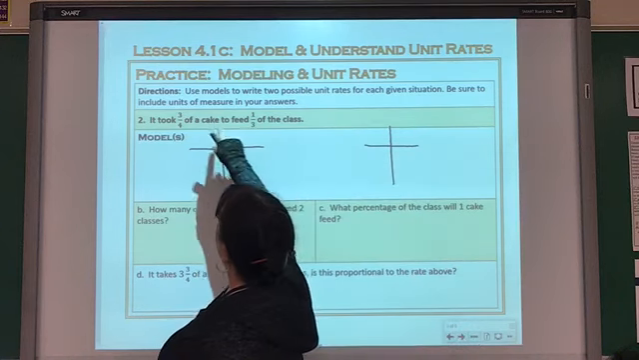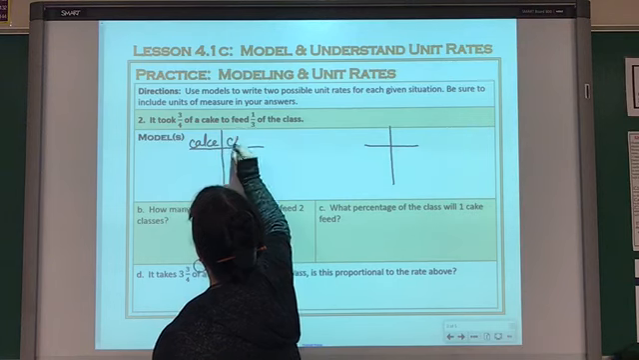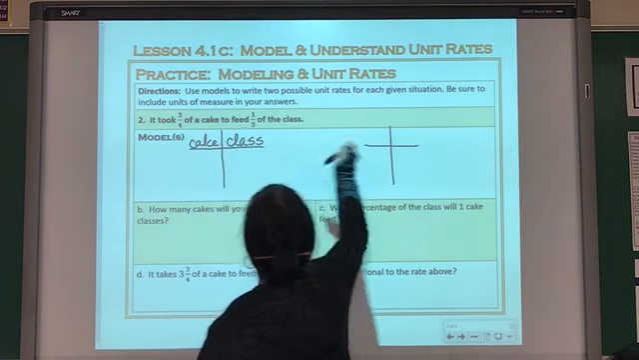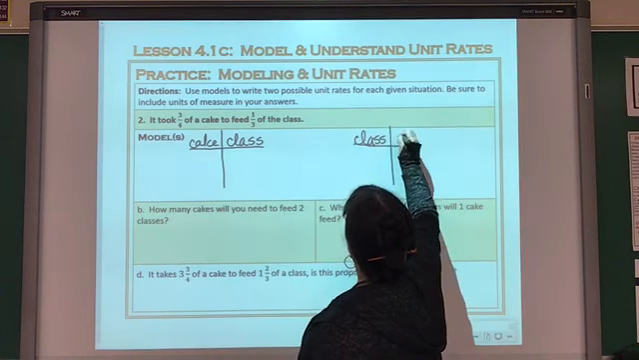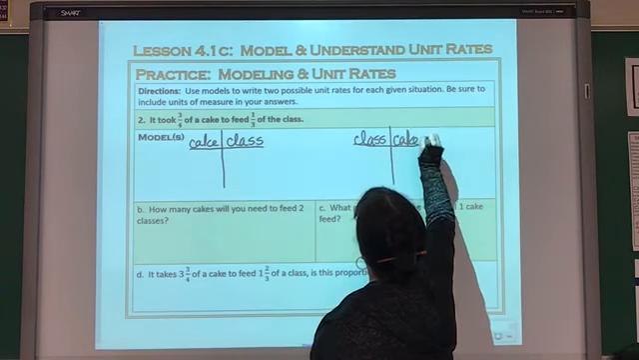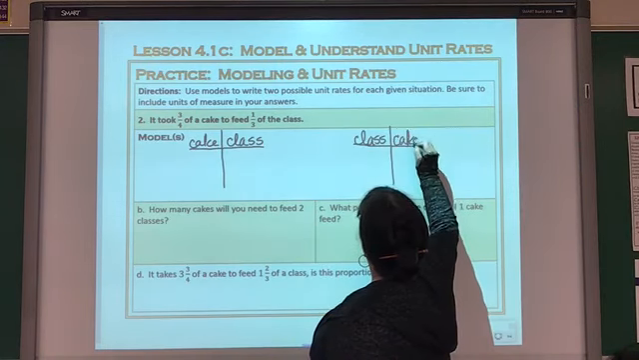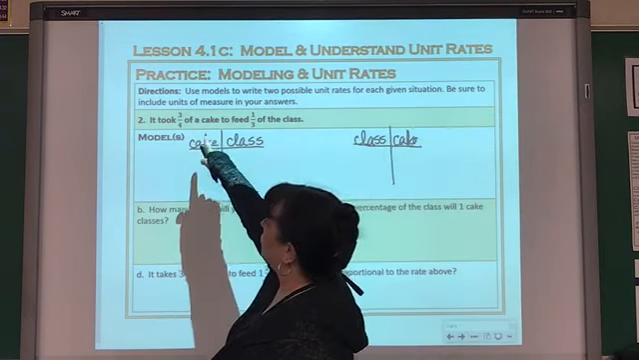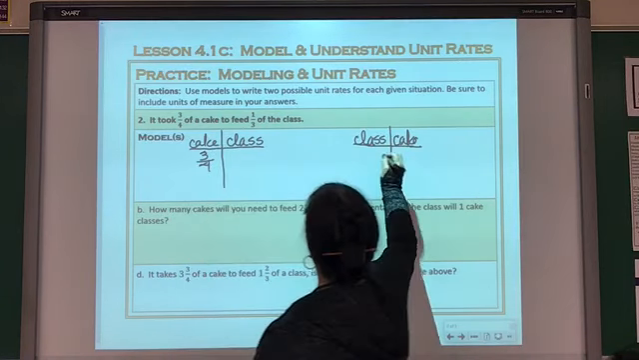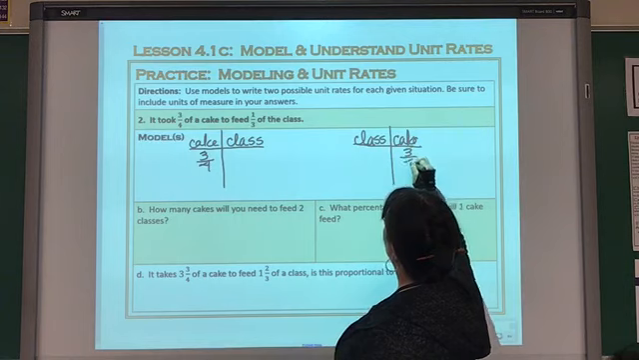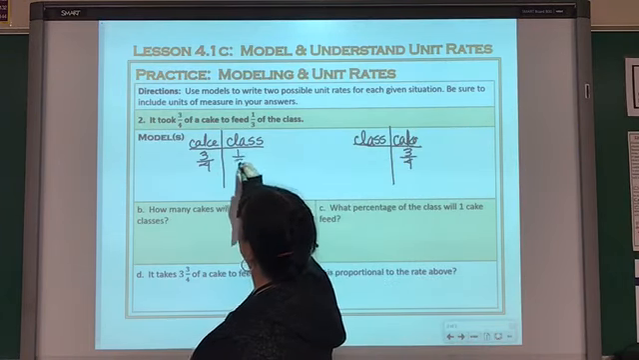And what I have is cakes and a class. And over here, I'm just going to reverse those and write class and cakes. So when we look at this, I have 3/4 of a cake. So under cake, I'm going to write 3/4. Also over here, I have 1/3 of the class, 1/3.